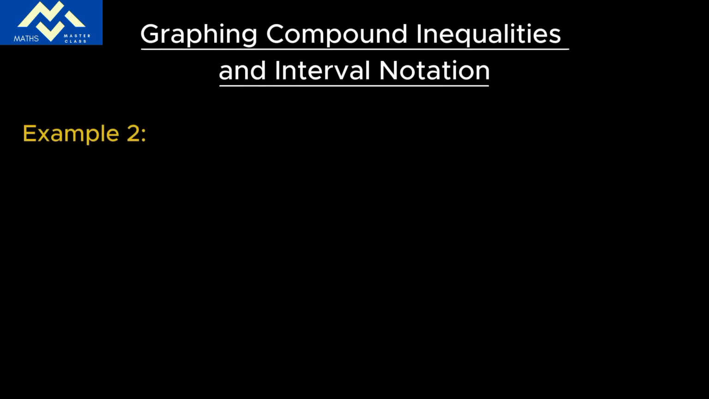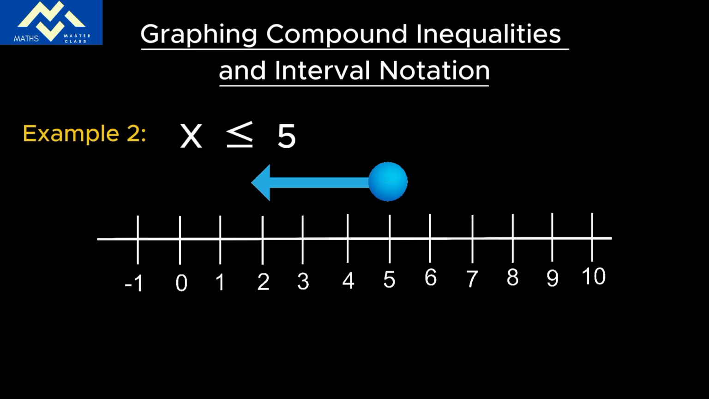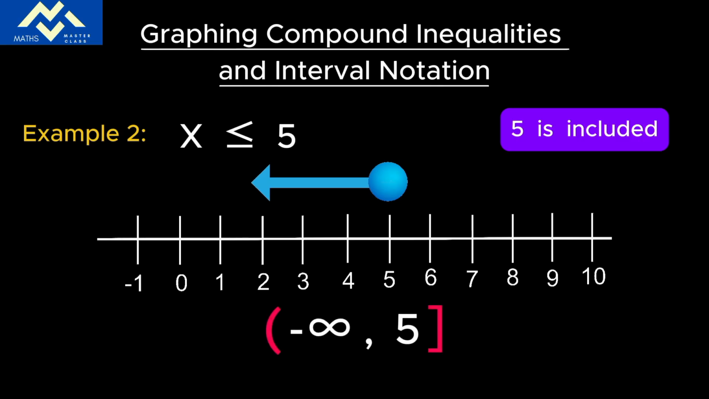Example 2. x is less than or equal to 5. This means x represents all numbers less than or equal to 5. Since 5 is included, we use a square bracket at 5. So in interval notation, we write round bracket, negative infinity, and 5, square bracket. Notice that we always use a round bracket with infinity. This is because infinity is not an exact number. It represents a value that continues without an end. Also notice that we write interval notation from the smaller value to the larger value.